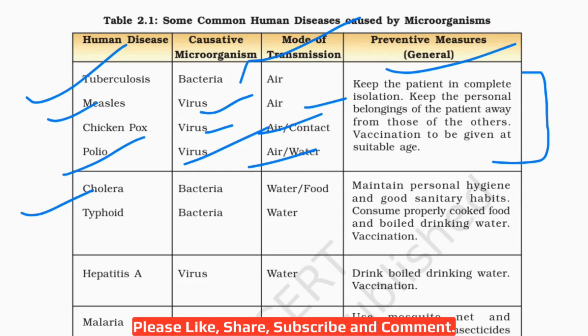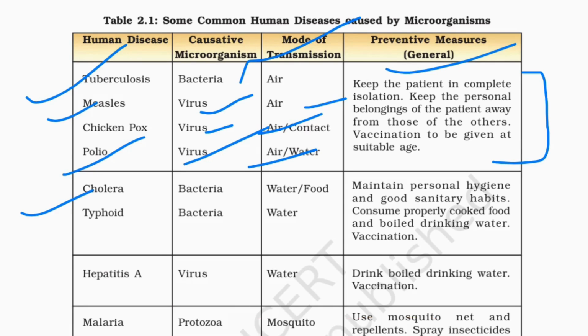Now the next one, cholera. Causative microorganism bacteria, mode of transmission water or food. Typhoid, bacteria, mode of transmission water. Preventive measures: maintain personal hygiene and good sanitary habits. Consume properly cooked food and boiled drinking water, then vaccination. The next, hepatitis A, causative microorganism virus, mode of transmission water. Preventive measures: drink boiled drinking water and vaccination.